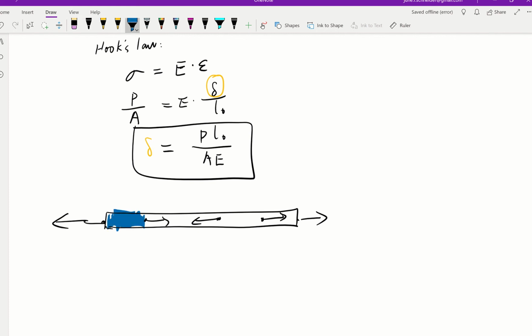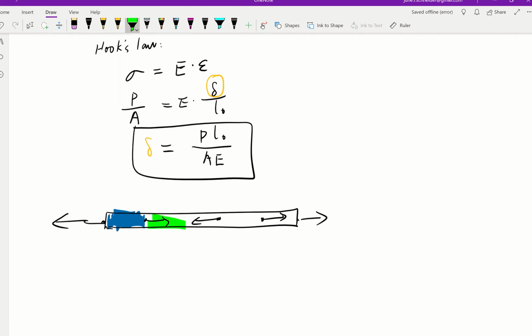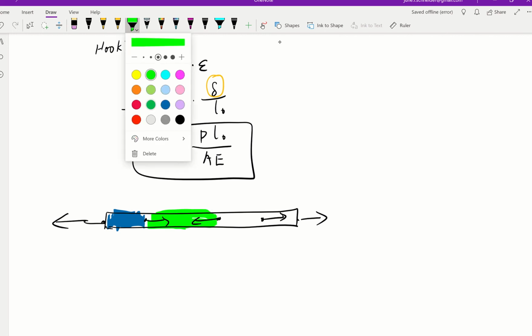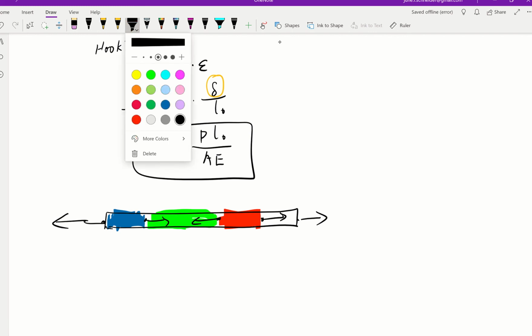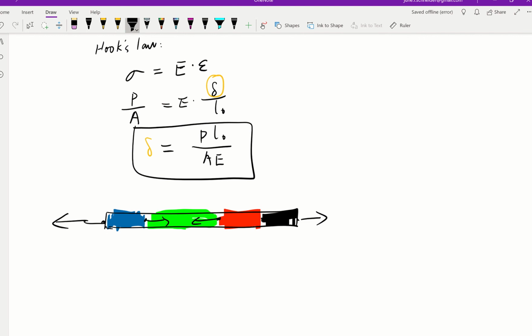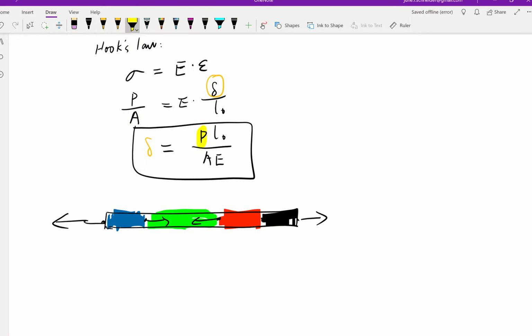Because at this section, you're going to have an internal force, and then you're going to have another internal force at this section, and you will have another internal force during this red section. And now you got my point. If it's right here, that's going to be another set of internal force. So in that situation, our P, our internal force, this P here, that's going to be different.